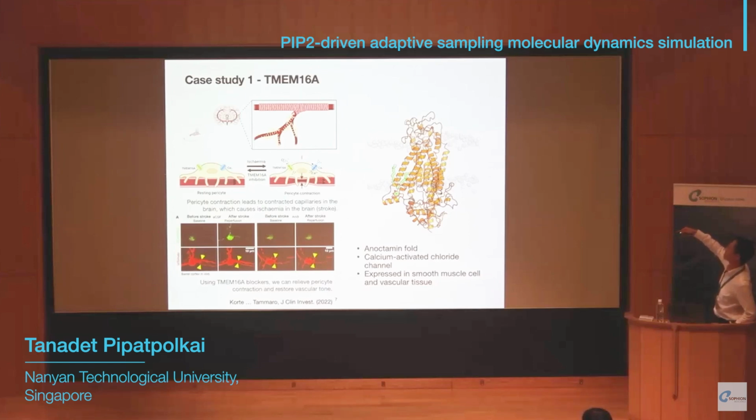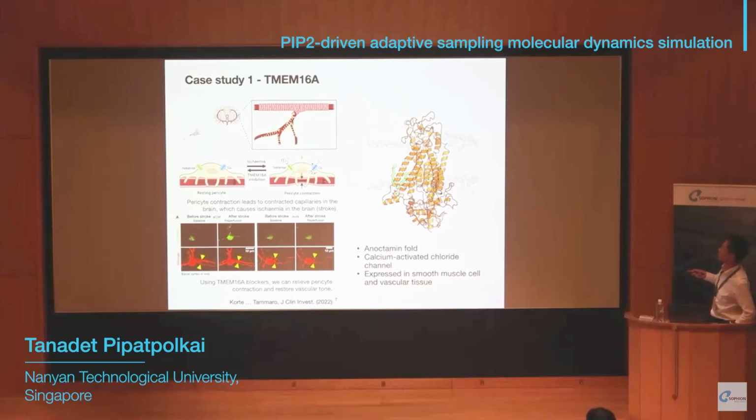If you have ischemic stroke, you can have calcium influx inside the cell, leading to chloride ions coming in, and this leads to pericyte contraction. This is quite important because if you can design a pore blocker to this, you can see here that before the stroke, you have a blood vessel as normal. After stroke, you get a contraction of the blood vessels coming to your brain.